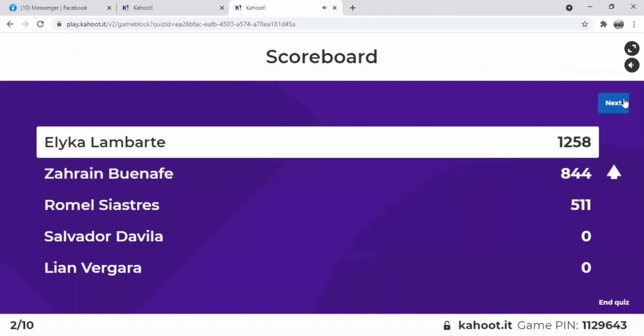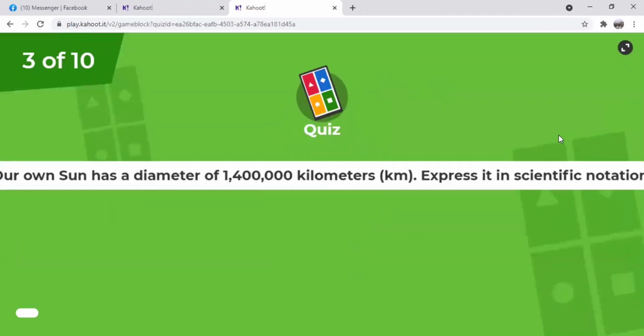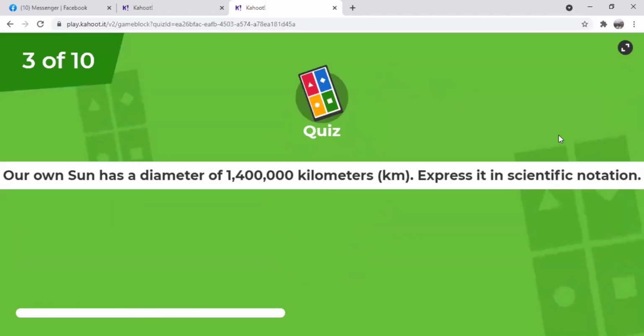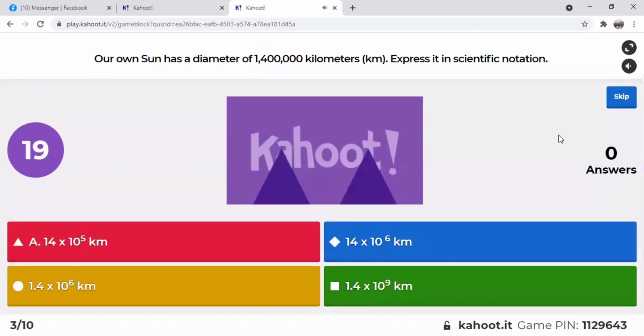Okay, Zare is entering the list. Now let's go to question number 3. Our own sun has a diameter of 1,400,000 kilometers. Express it in scientific notation. Ma'am Gadayan also taught you this. 10 seconds left. 6 seconds. 4, 3, 2, 1.